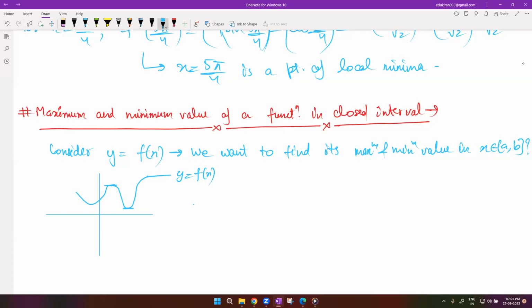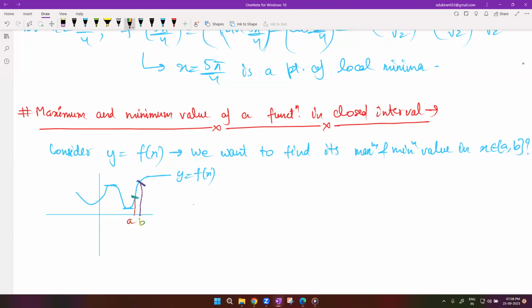Okay, so we do know that this is the lowest value of the function, but let's say we are asked to find out the minimum and maximum value of the function between this interval, the portion that I have cut, between this interval only. Let's say this is A and this is B. So we have to only find out the minimum value and maximum value of the function in this given interval. Now in this interval, the minimum value is at this point only, and the maximum value is at this point only.